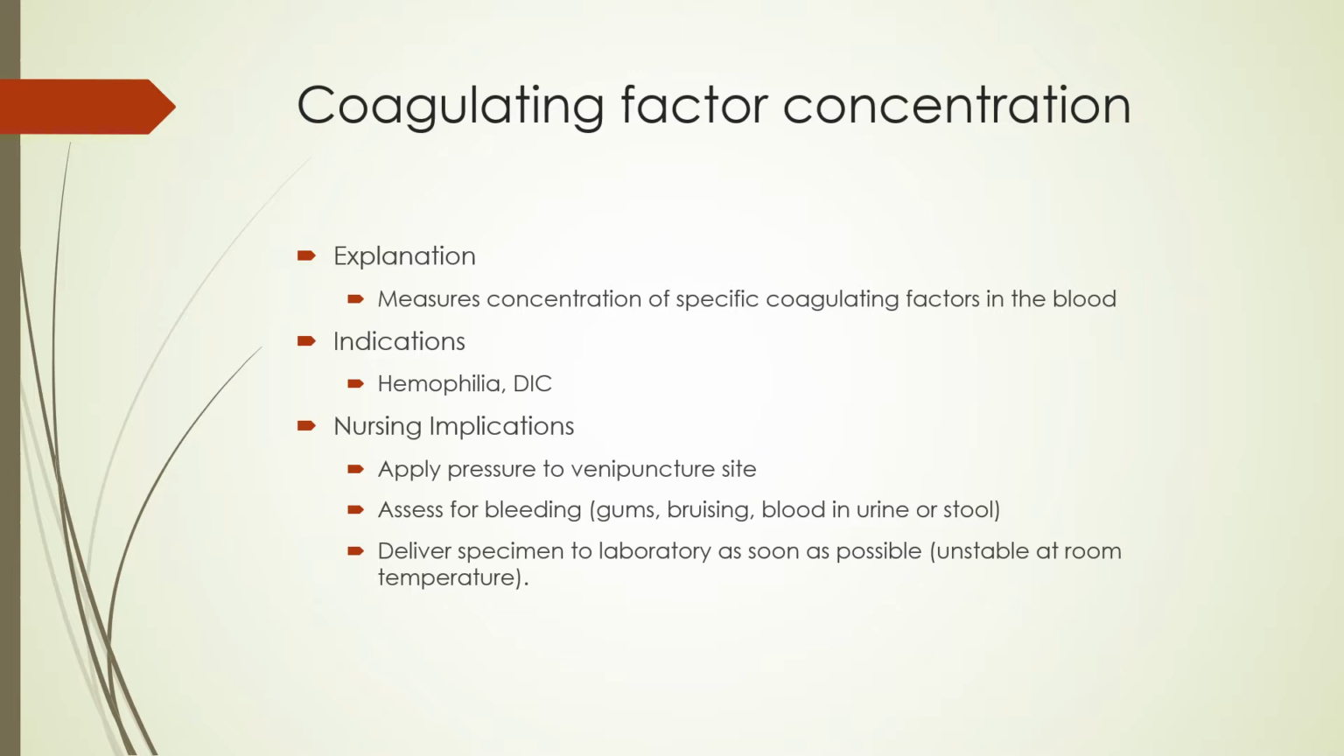Coagulating factor concentration measures concentration of specific coagulating factors in the blood. Indications are for hemophilia and DIC, which we will talk about a little bit later. Apply pressure to the venipuncture site. Assess for bleeding gums. Again, the same thing's going on. You're not doing that because of the test. You're doing that because of the cause of why they're having the test done. And deliver the specimen to the lab. It's unstable at room temperature, so it needs to get put on ice if you can't get it immediately to the lab.